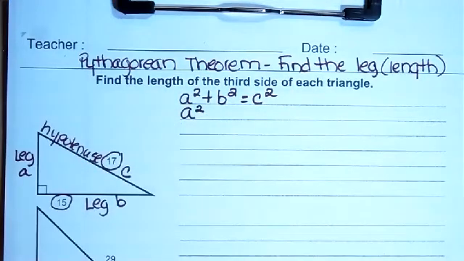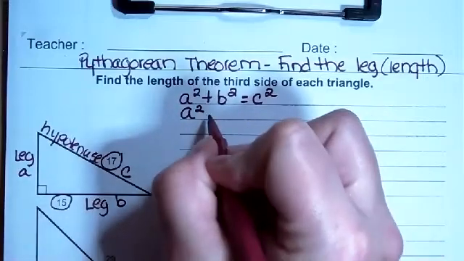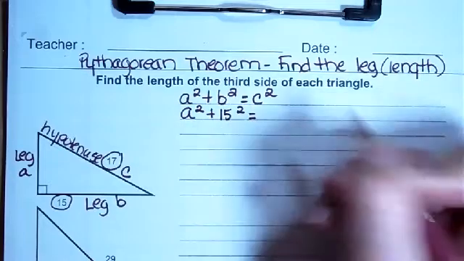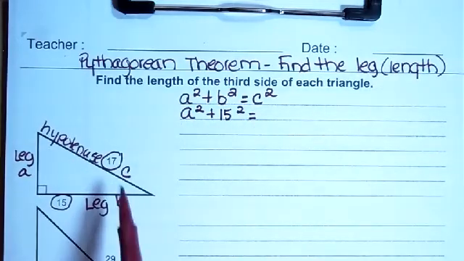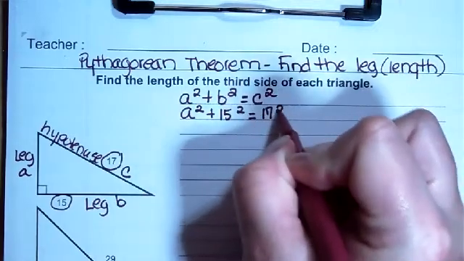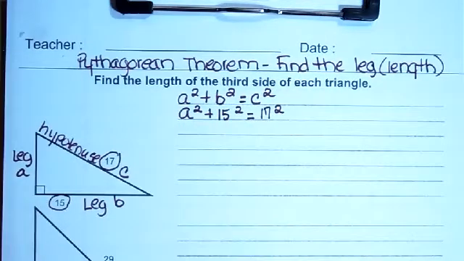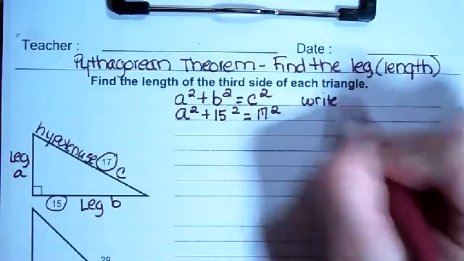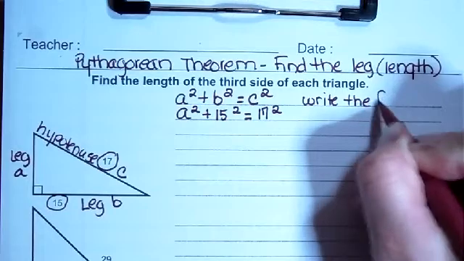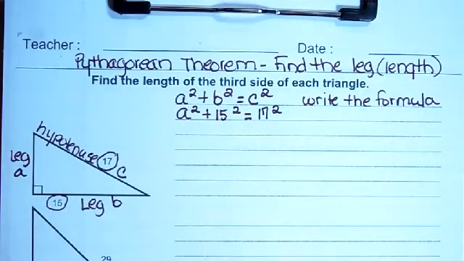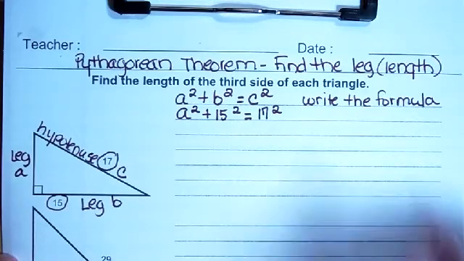That's our unknown value. Now, B right here we said is 15 in the example. So I'm going to put plus 15 squared equal to C squared, which is my hypotenuse right here, and that is 17. So I'm going to write down 17 squared. Okay, now if we're thinking about steps right here, our first step was to write the formula. Our second step was to substitute our two sides, known numbers.